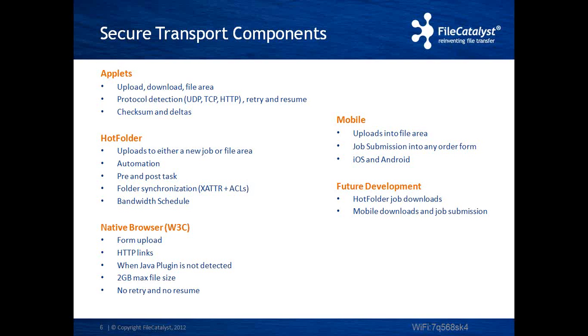Mobile app. This is the latest update. I'm actually going to be showing you our 4.8.4 build, which has all the mobile support built in right now. So you can upload files with the mobile app into a file area, or you can submit jobs right into the workflow. Like this, you're hooking up your mobile devices into all the features of the FileCatalyst workflow. Right now, the latest app is available on Android. The iOS app is coming soon.